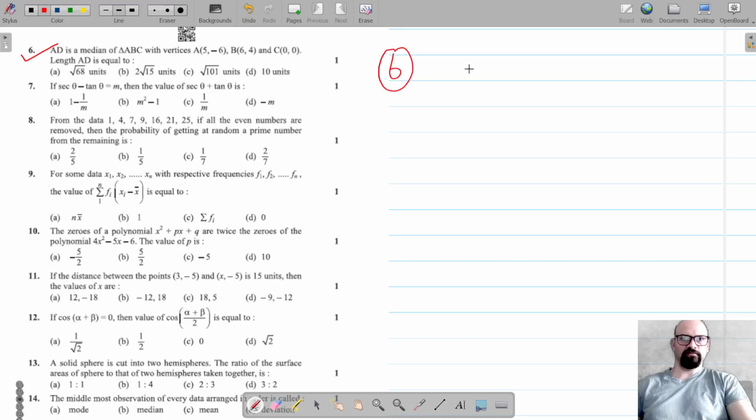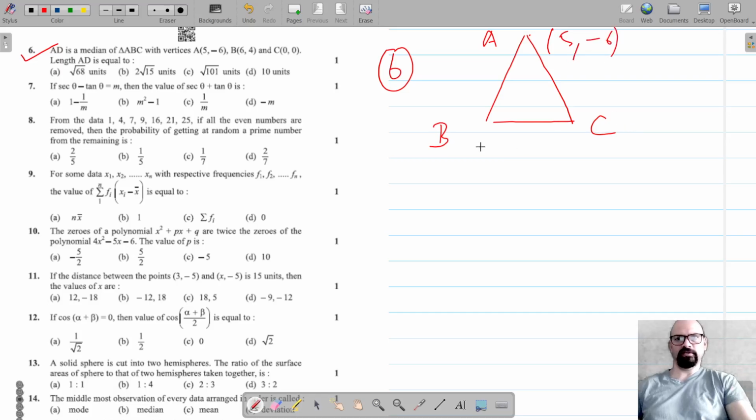So this is MCQ 6, and there is a triangle ABC. Its vertices are A (5, -6), B (6, 4), and C (0, 0), which is at the origin. And AD is the median. We have to find the length of AD.